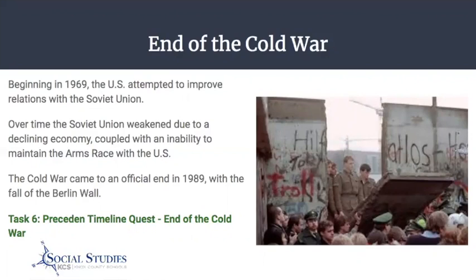The Soviet Union is not going to be able to keep up with America in the arms race due to money and supplies. And the Cold War is going to come to an official end in 1989 with the fall of the Berlin Wall. So the Berlin Wall is going to be built in the 60s, and it's going to separate East Berlin, the communist part of Berlin, from West Berlin, the capitalist democratic section of Berlin. And in 1989, this wall is going to fall and the city is going to be reunited, and that's going to be an official end of the Cold War.